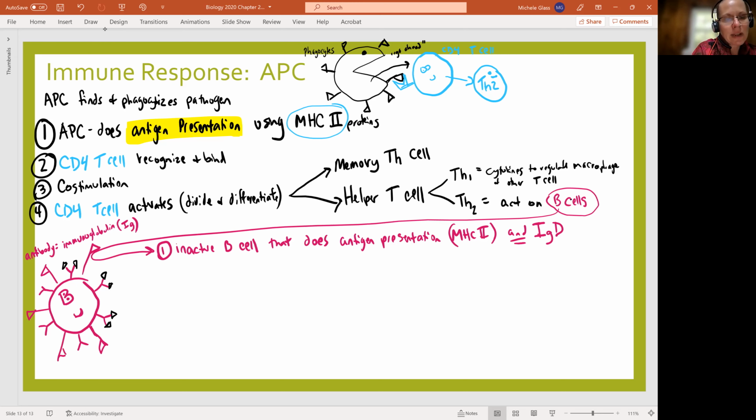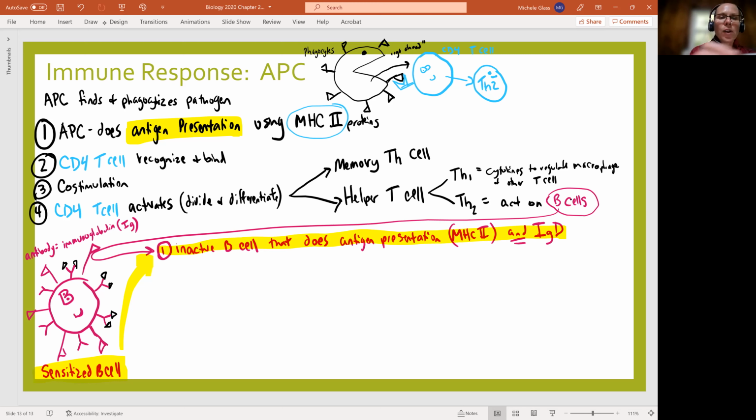We would classify this as a sensitized B cell. Let me highlight sensitized B cell. That's what I'm talking about here. So I'm going to actually highlight this whole first step.